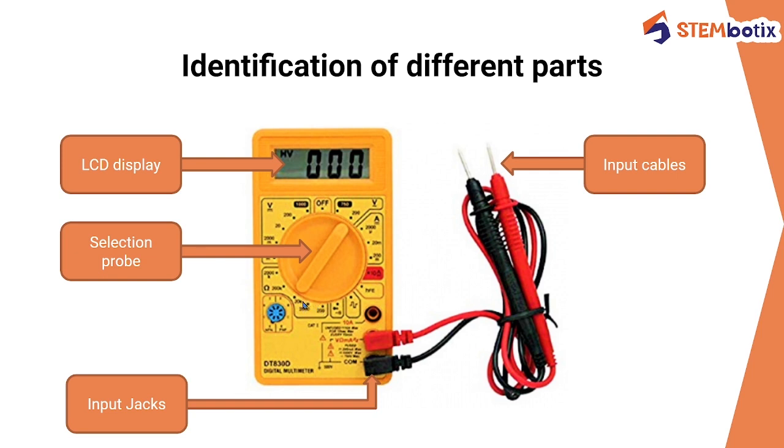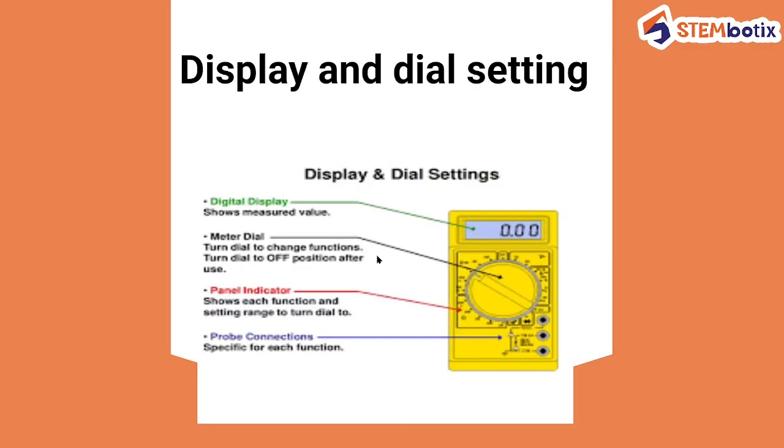Here the different values of resistors are given. Here it is to check your LED continuity. Then hFE is used for transistor measurement. So these are different panel indicators, and thereafter there is a probe connection where you can connect your probes specific for function. Means here you will connect your positive and you will connect your negative cable over here.